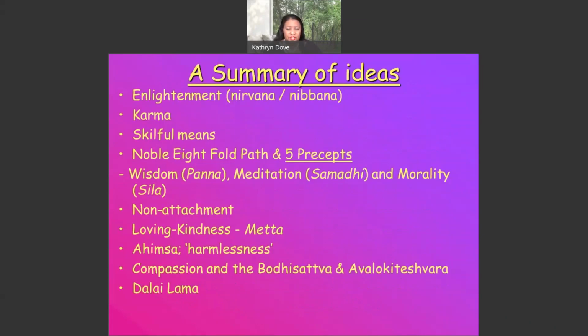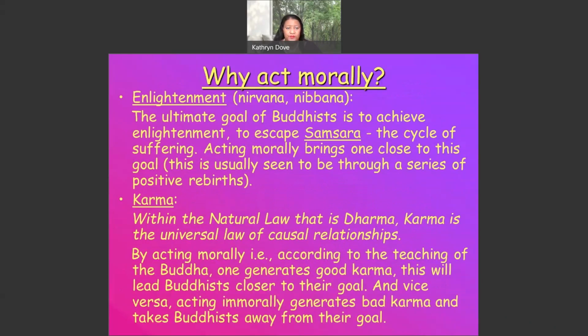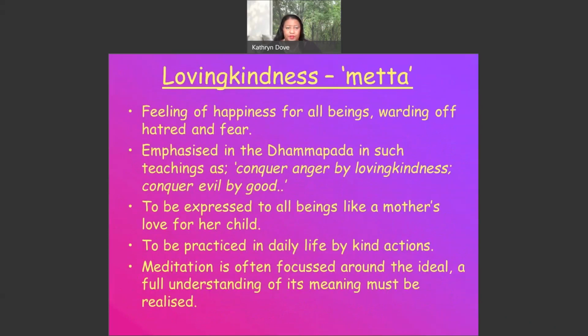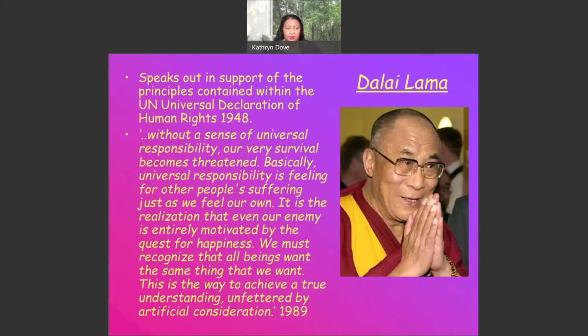Buddhism is still a very strong and fundamental belief system in India. You've probably heard of some of these ideas: enlightenment, nirvana, karma, non-attachment, loving kindness. And today, the modern representative of Buddhism is the Dalai Lama. The Dalai Lama regularly comes out with his statements. He spoke out in support of the principles contained within the UN Universal Declaration of Human Rights.